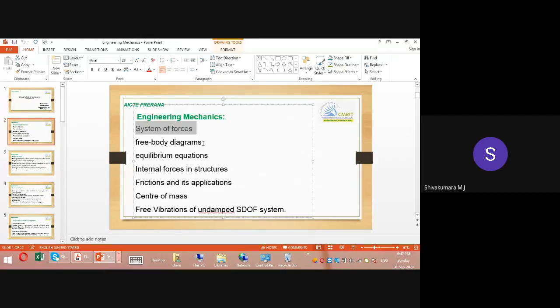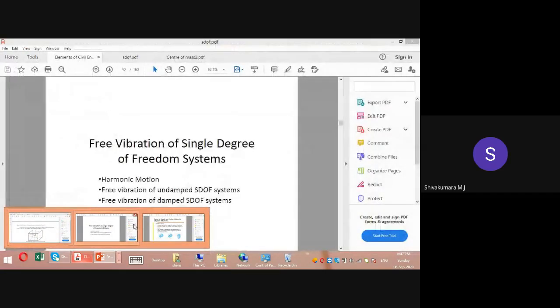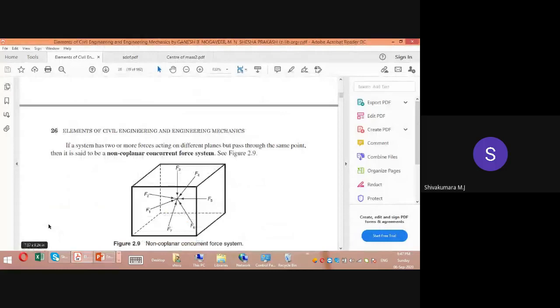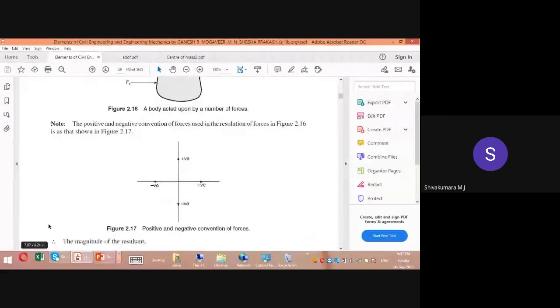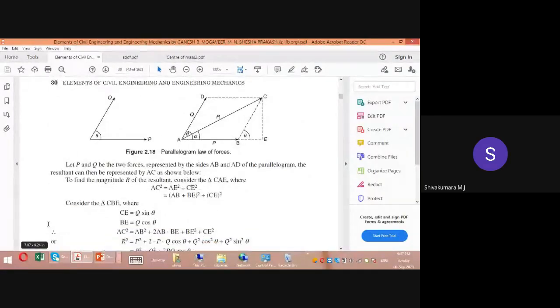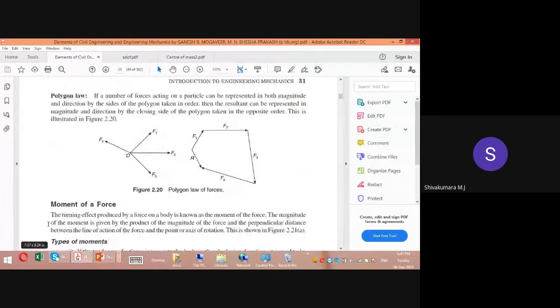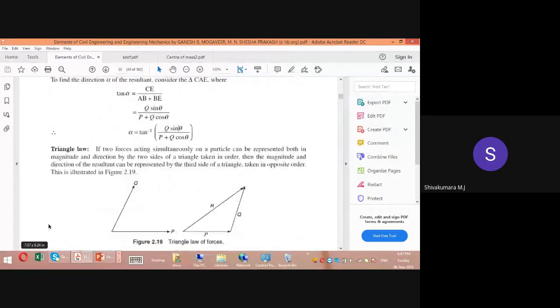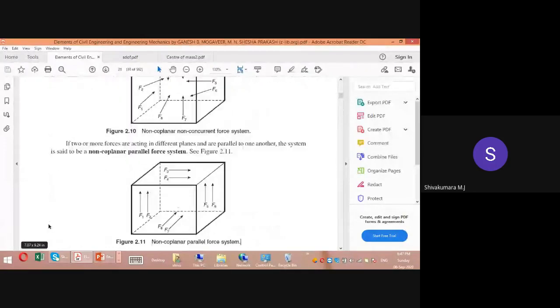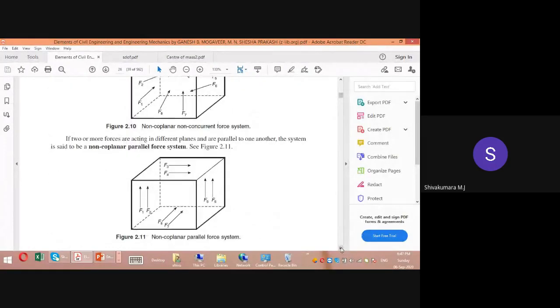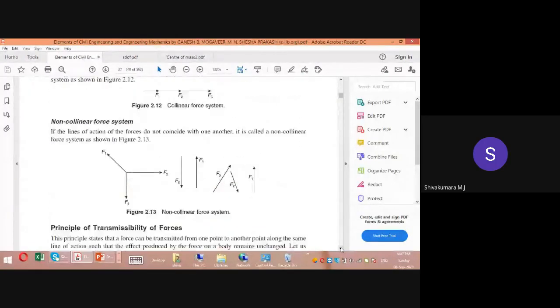So next, before going to the free body diagram, let's see the equilibrium equations. For equilibrium equations, the resolution of force is required, no?